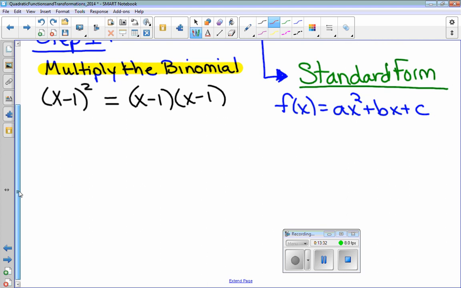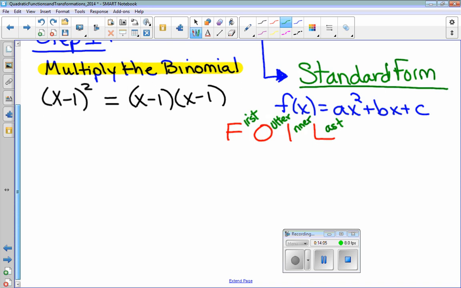To multiply it out, I tend to use something called FOIL. Do you know what that stands for? First, outer, inner, last. Okay, so that's what I use. First, outer, inner, and last. Okay? Want to see this written down? FOIL. That's how we multiply these. We're doing FOIL.